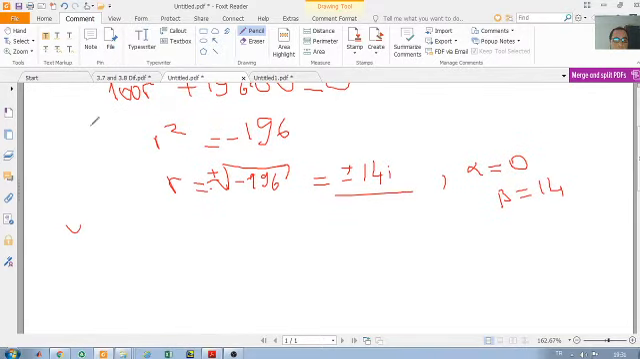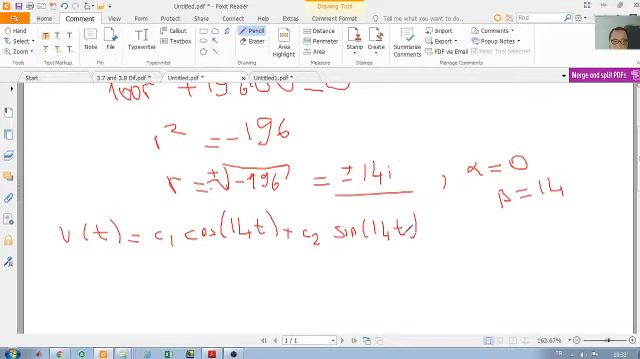If you remember the formula, the solution will be u of t is equal to c1 times e to the power alpha t times cosine beta t, namely cosine 14t, plus c2 times sine 14t, according to the formula, if you remember from the previous sections.